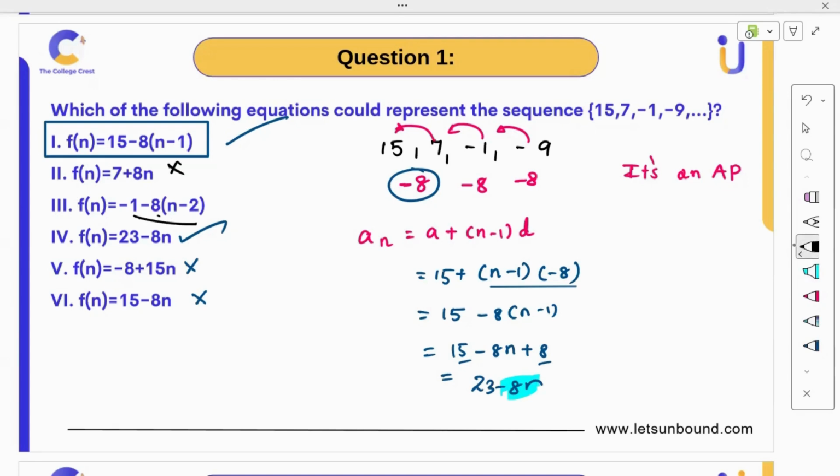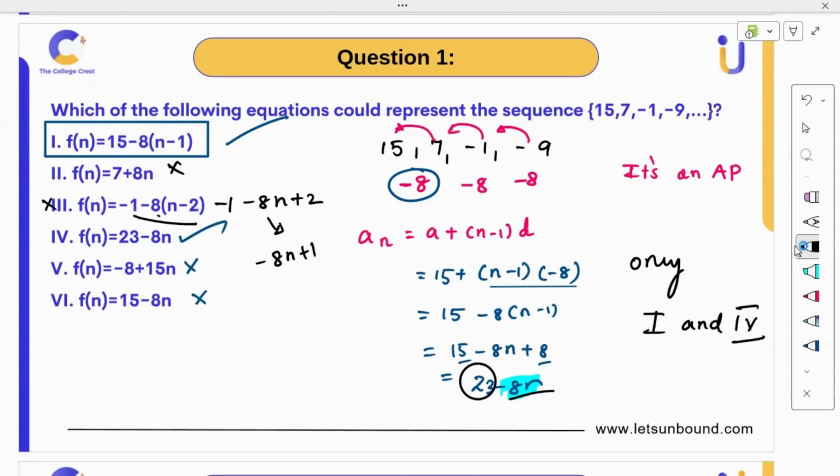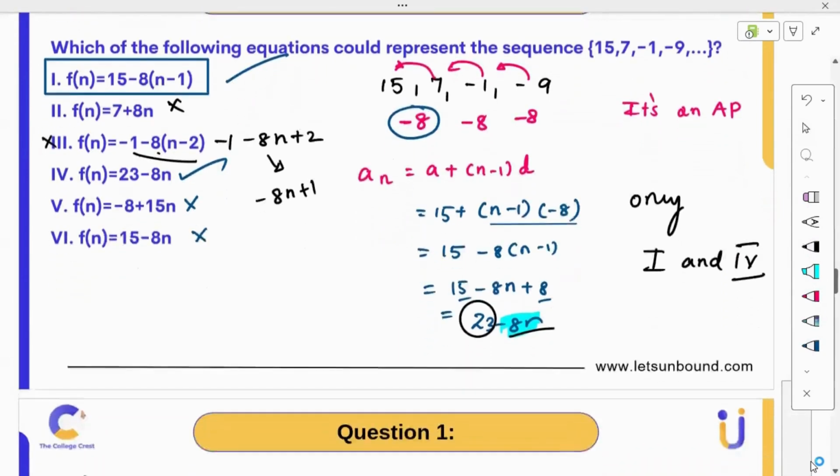And here you can expand this and check: minus 1, minus 8n plus 2. And this will give you minus 8n plus 1. But we want minus 8n plus 23. So this is also not. So it's only 1 and 4. That's simple. So you should know the manipulative technique here.